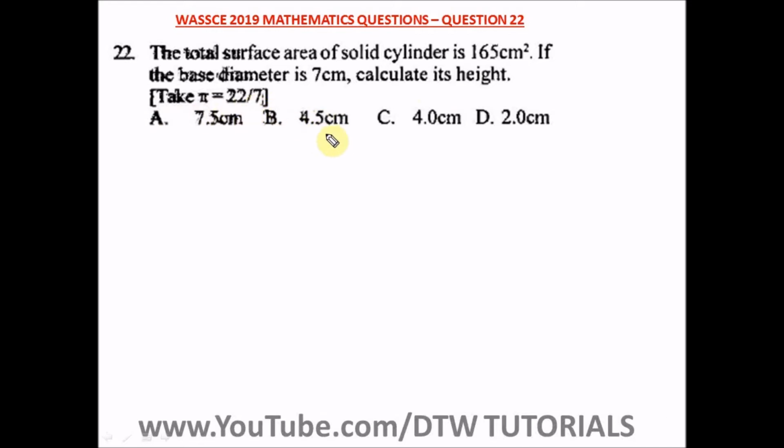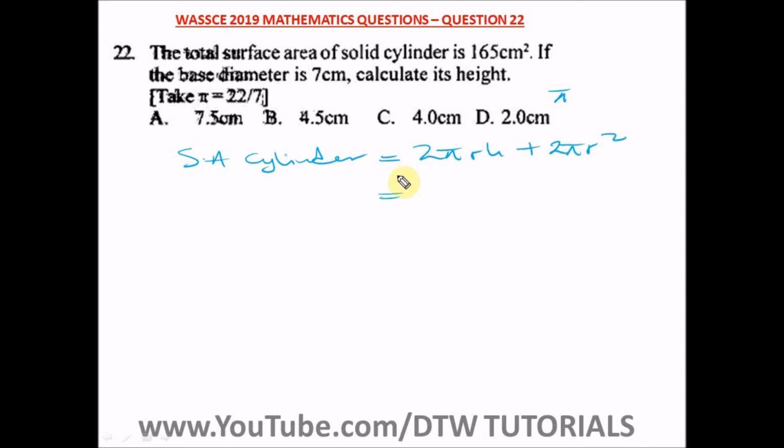22 over 7. Sometimes they don't give pi, so if they don't give pi, you just leave it as pi when you're solving. But what's the formula for finding the total surface area of a cylinder? The formula is 2πrh plus 2πr².